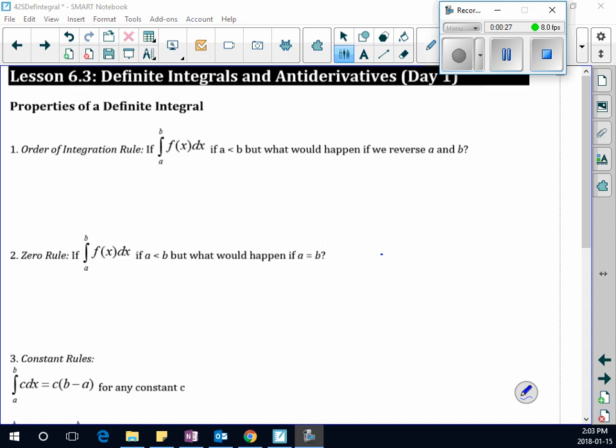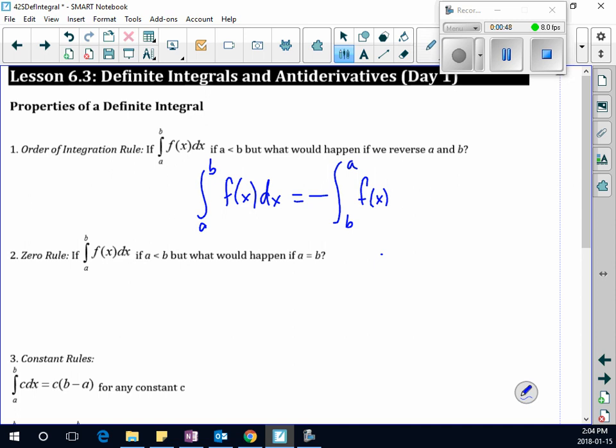So this is a property. If I want to put a up here and b down here, that is equal to, if I switch them around and put a on top and b on the bottom, I can just put a negative in front of the integral and they would be the same. You will actually use this a lot, where you have to switch the upper and the lower limit around to make things work.